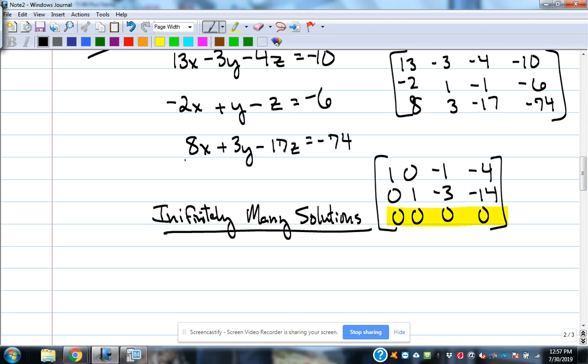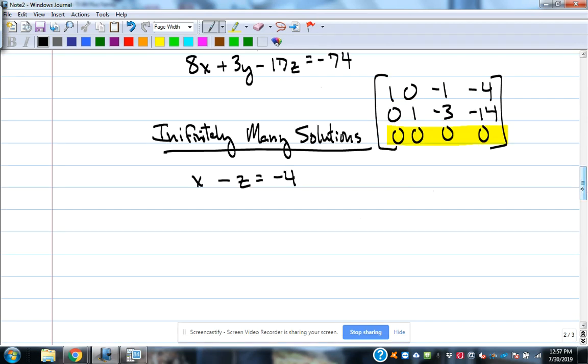Okay, and the way that we express those is we can write them in terms of a particular variable. So if we wanted to write these solutions in terms of z, which is a typical way of doing that, we can take the equations out of this reduced matrix. So this first line has x minus z equals -4. So I could take that and solve it for x by adding z, and x would be equal to z minus 4. So in my ordered triple, I'd have z minus 4 in the x position.